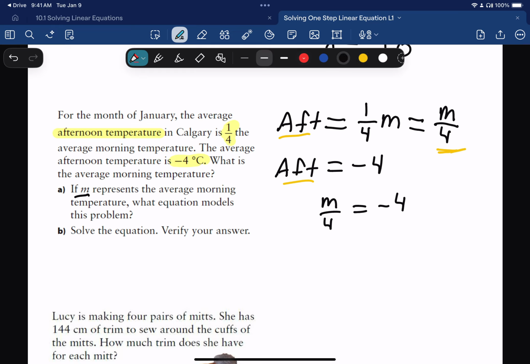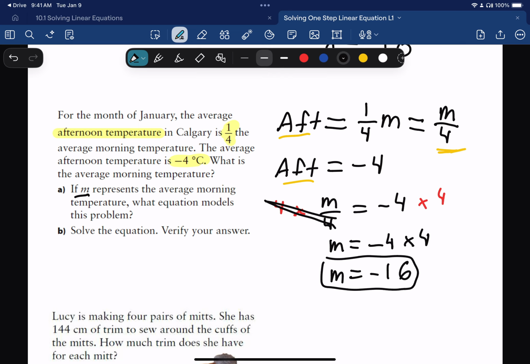So now we need to do our opposite operations. In this case, we're dividing m by 4, so we're going to times by 4, and we're going to times by 4 on this side. And these are going to cancel each other out, and we're going to be left with m equals -4 times 4, and 4 times 4 is 16, so m equals -16. So our morning temperature is -16 degrees Celsius.